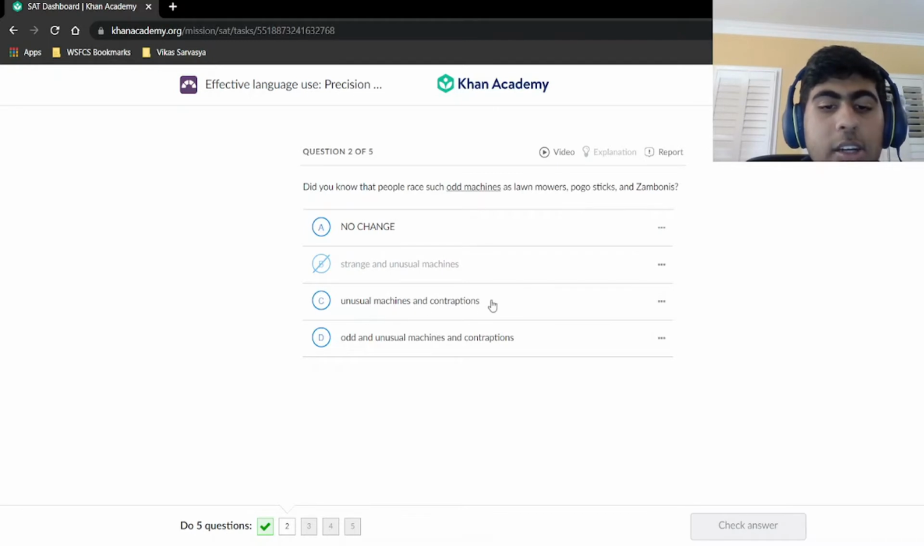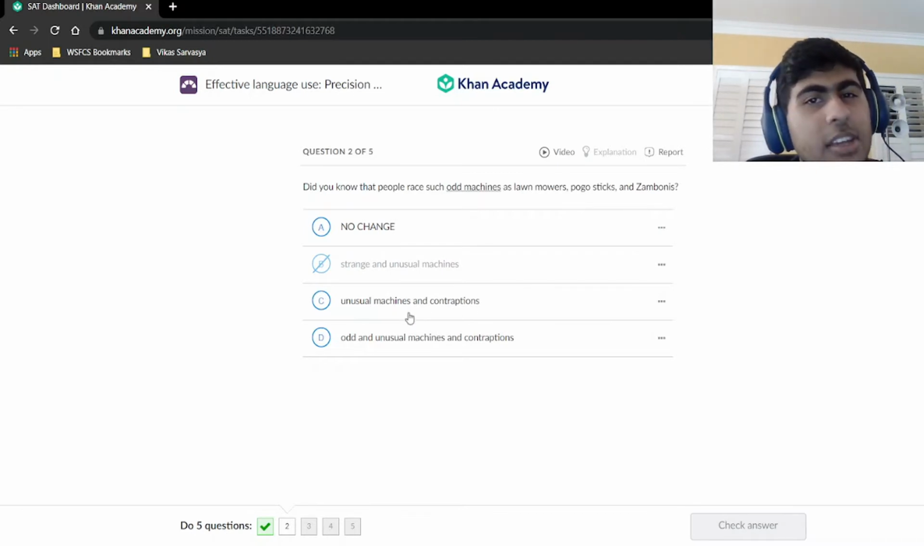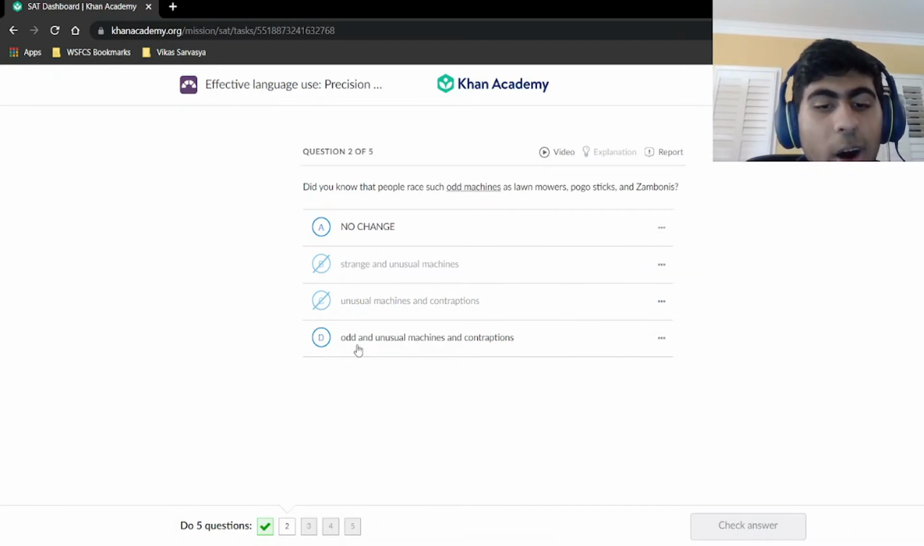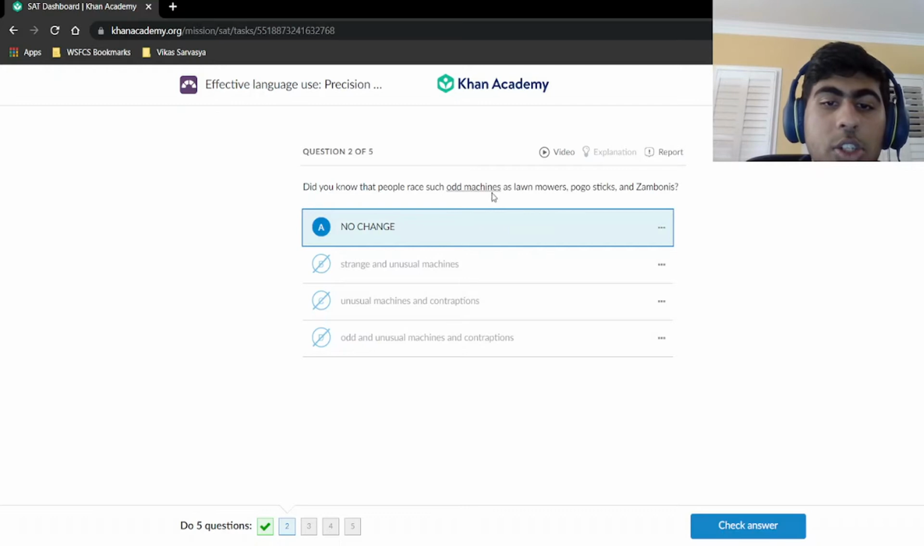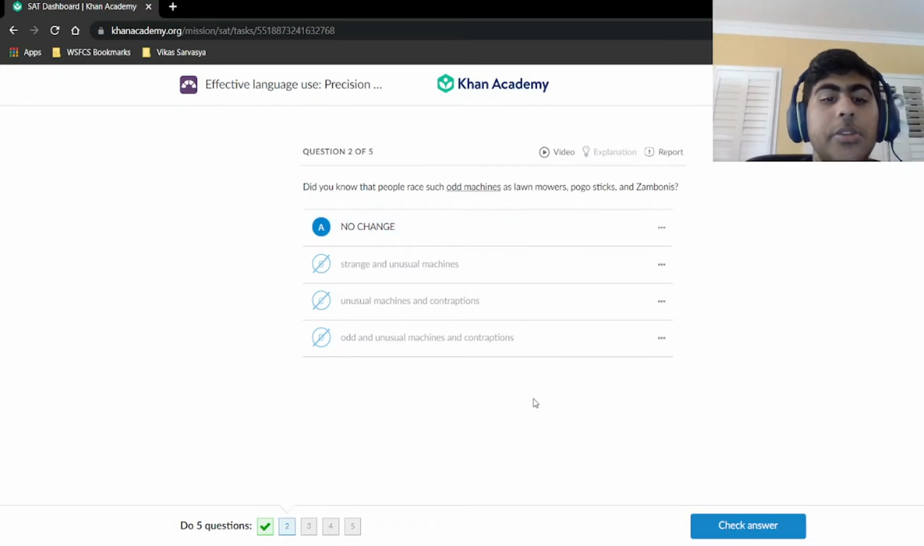Unusual machines and contraptions. We don't need to say machines and contraptions. They mean the same thing, right? It's a repetition of the message. Too long. Then we have odd and unusual machines and contraptions. That's a double whammy, right? It goes out on 2 counts. Both of the objects that it talks about, both odd and machines, it repeats both of them. And we can see that this is going to be wrong, so our no change, our shortest answer, odd machines, is going to be correct.